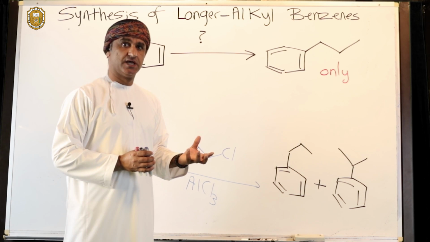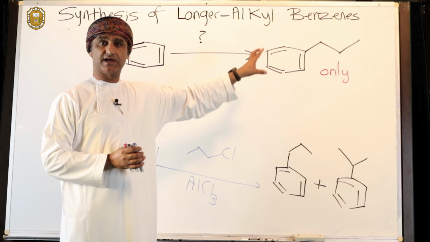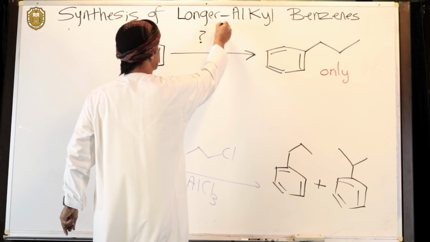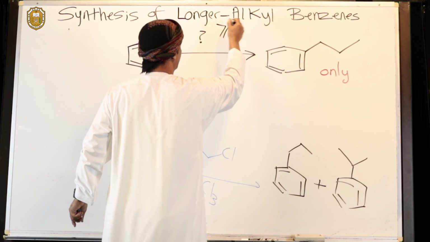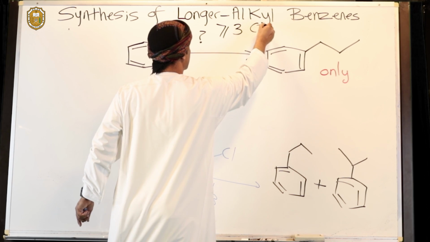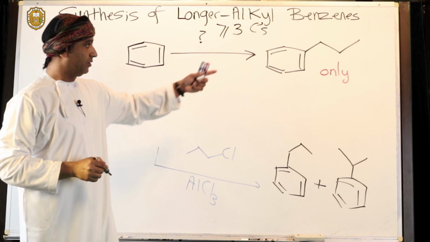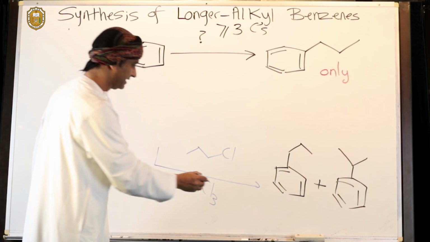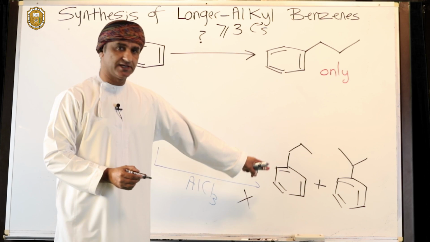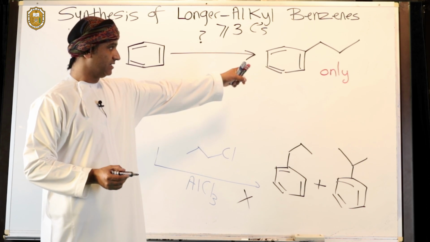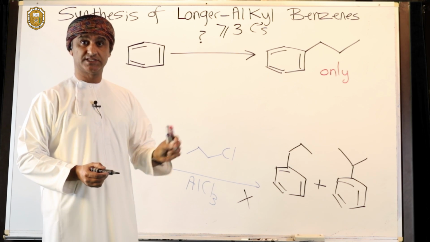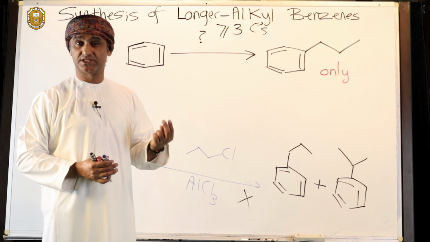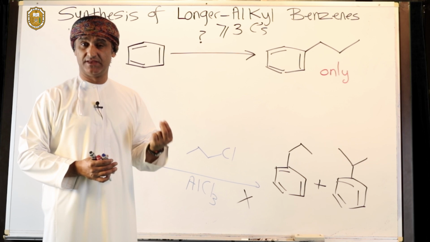Whenever the alkyl group in an alkyl benzene is 3 carbons or more, in other words, greater than or equal to 3 carbons, Friedel-Crafts alkylation should not be used, because this will give a mixture of two products, but what's desired is only one product. So what's the solution? The solution is actually a synthetic route that consists of 2 steps.